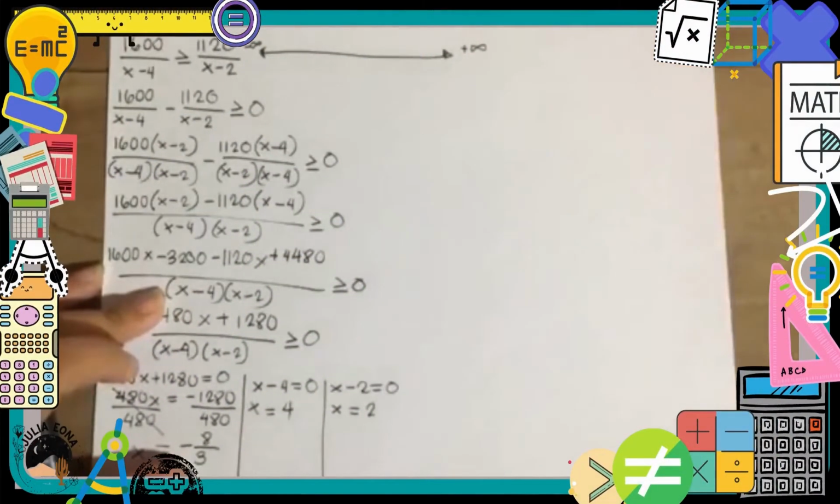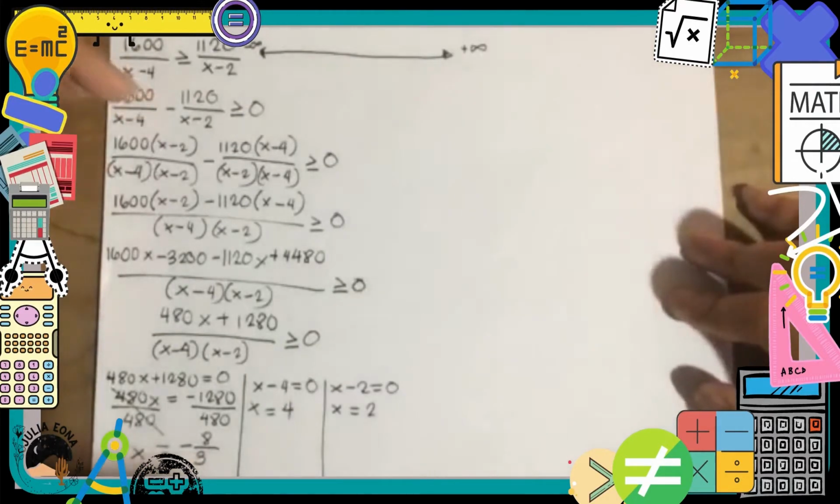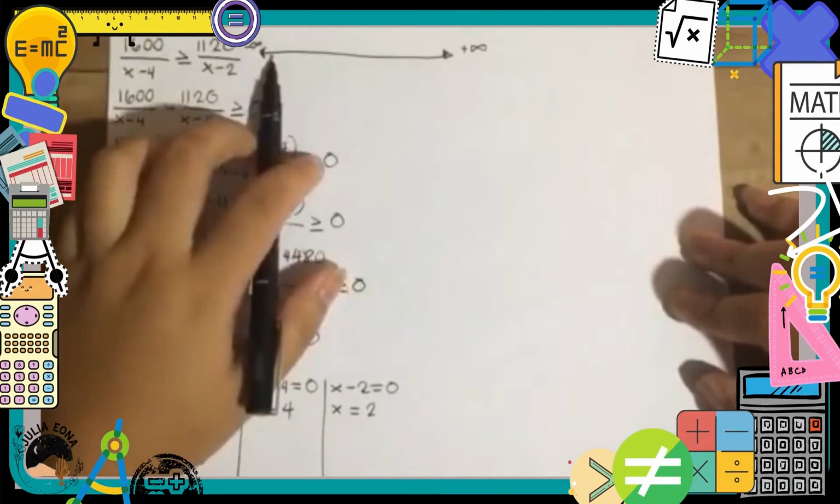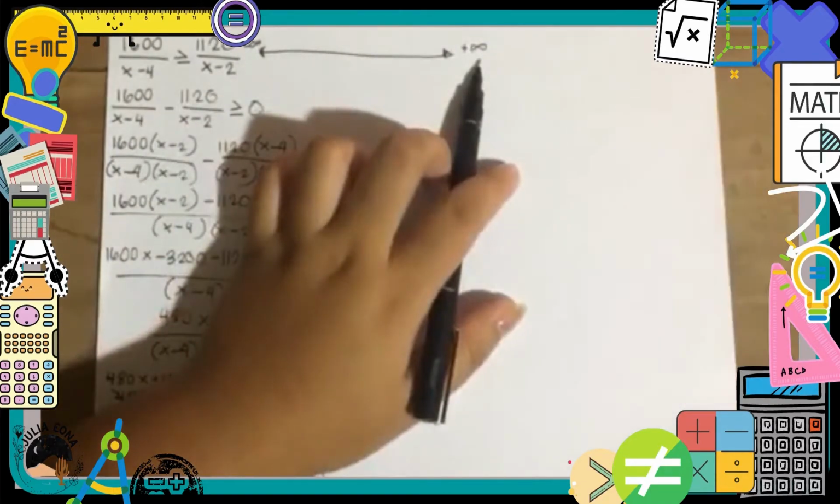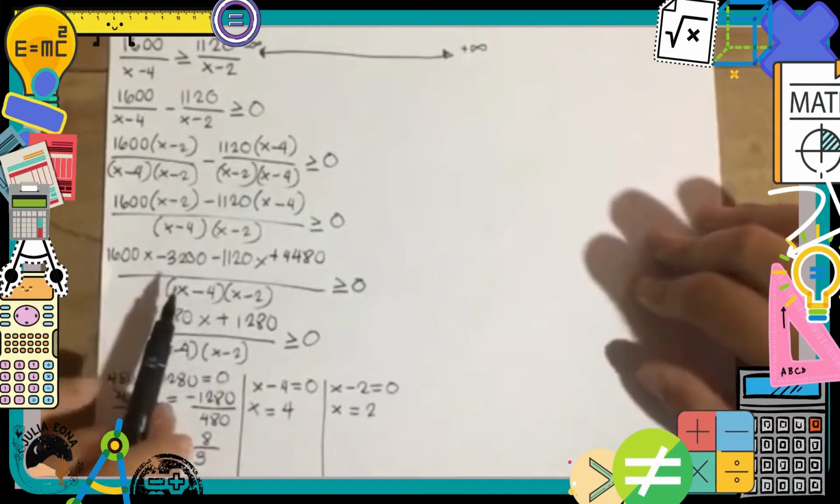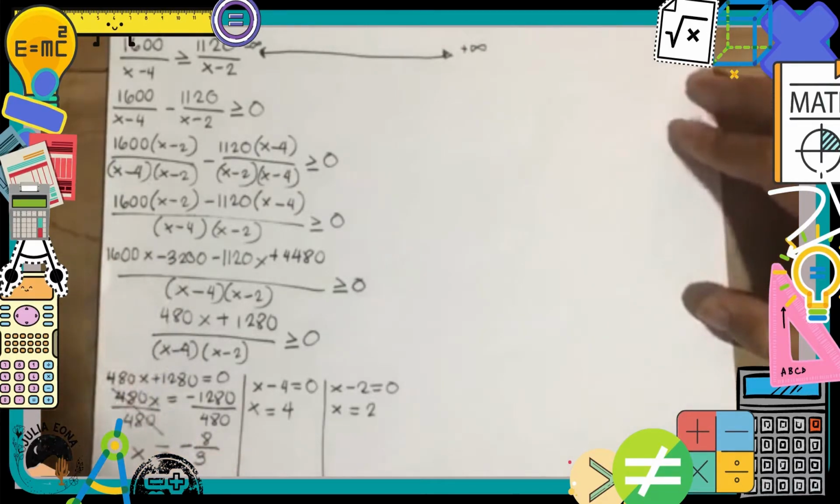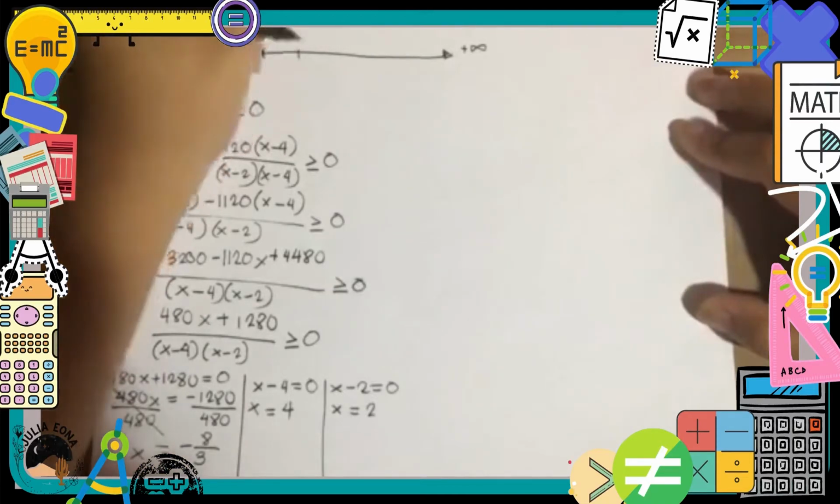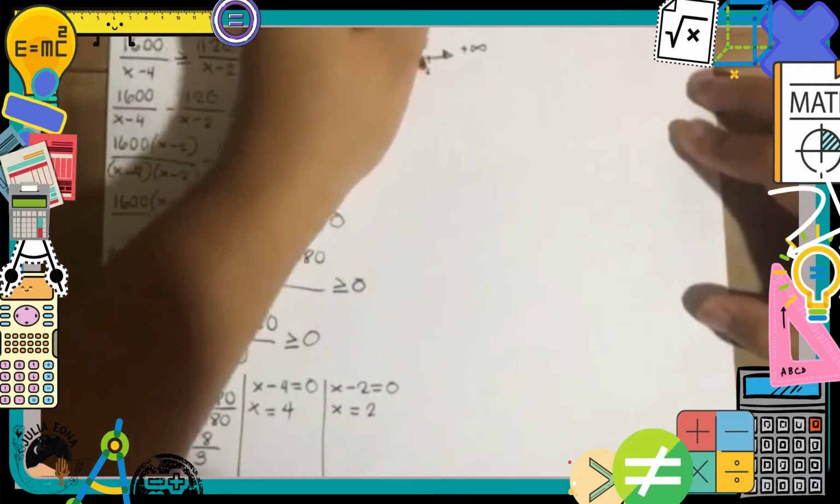This time, we are going to draw a number line to check whether our negative 8 over 3, positive 4, and positive 2 are included in our solution. So let's put negative infinity on the left side and then positive infinity on the right side. Since the inequality symbol of our equation is greater than or equal to, it means that the value of this expression must be positive because all positive numbers are greater than 0. So I'm just going to write our values here. So negative 8 over 3, 2, and 4.